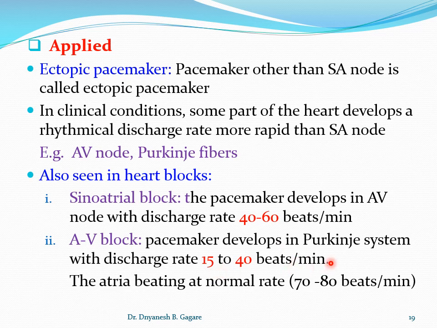So here, if there is an AV block, meaning atrioventricular block, the atria beat at the normal rate of 70 to 80 beats per minute, while the ventricles beat at the rate of 15 to 40 contractions per minute. So this is called heart block, or particularly AV block.